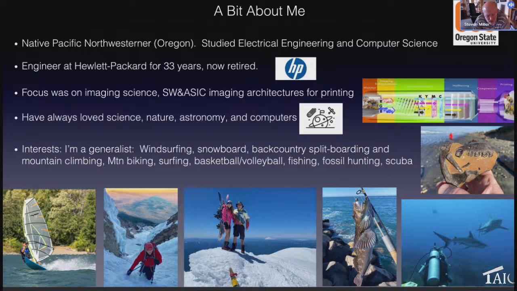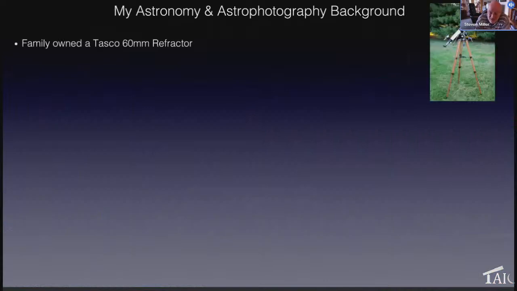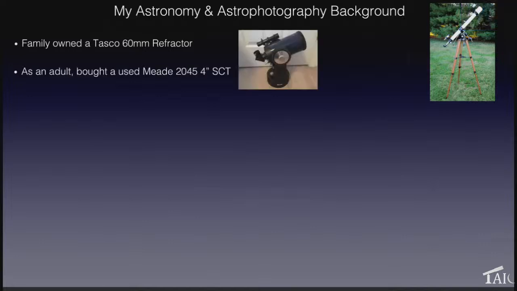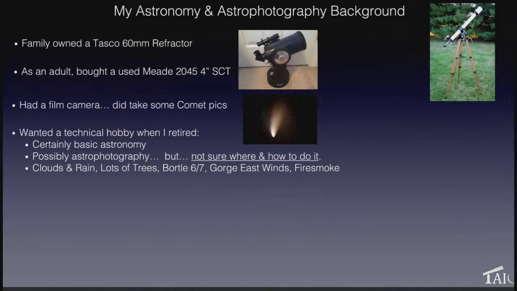So kind of an outdoor guy, but I've always wanted a technical hobby when I retired, and I thought astronomy would be the one to do. My background in astronomy was a little bit, you know, the family bought a little Tasco refractor when we were kids. As an adult, I bought a used small Schmidt-Cassegrain telescope that we'd put on the deck and look at the moon and Jupiter with, just basic stuff. I had a film camera, and when Hale-Bopp came around, I went out and took a couple of snapshots of it. So I always had a little bit of interest, and I wanted a technical hobby when I retired, certainly astronomy.